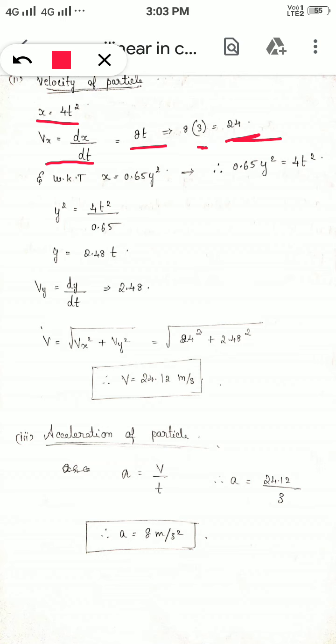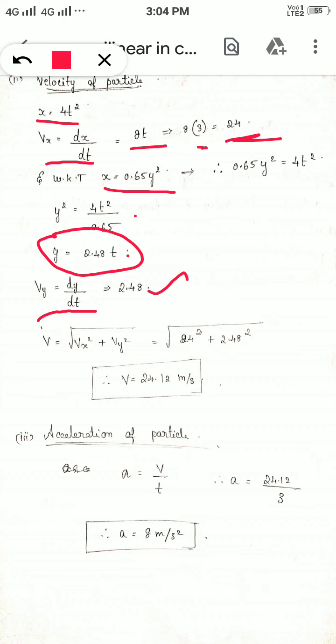And the question formula is x is equal to 0.65 y square. From that you can get what is y in terms of t. That means you are going to calculate 0.65 y square is equal to, substitute your x value as 4t square, then you calculate what is y square and you calculate what is y. Now Vy is equal to dy by dt. When you differentiate this y term, your answer will be 2.48.